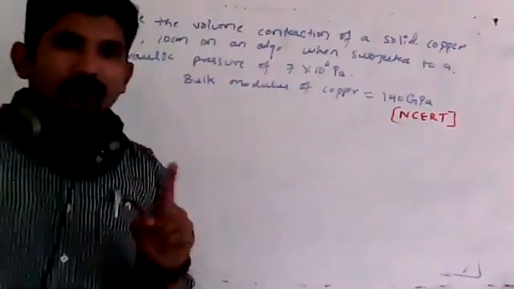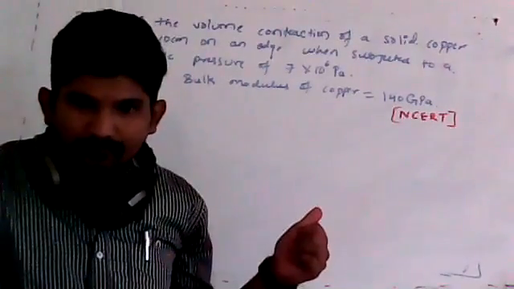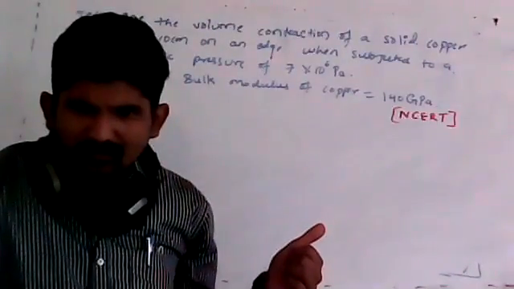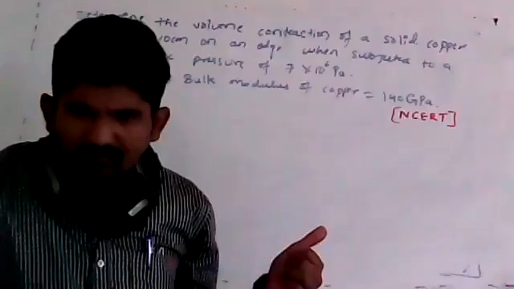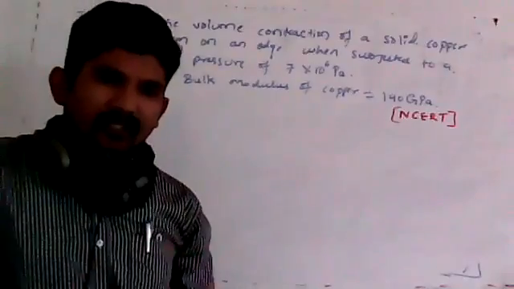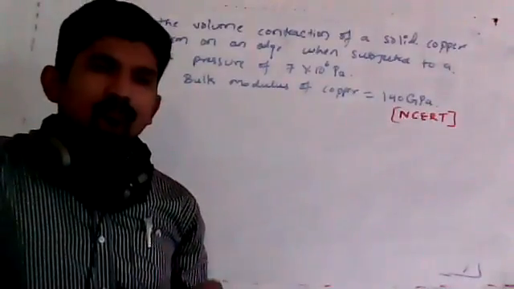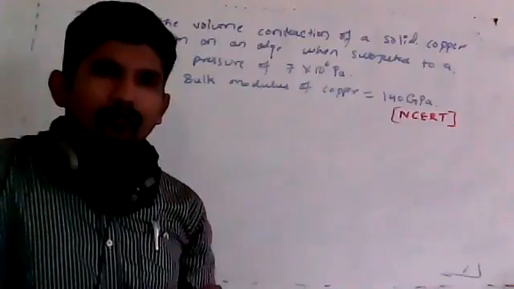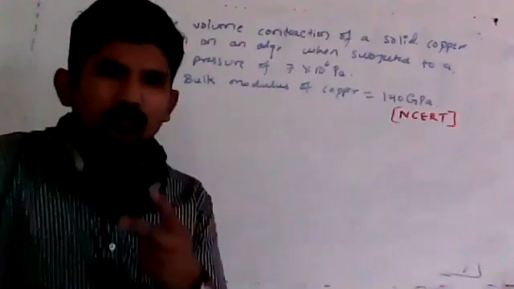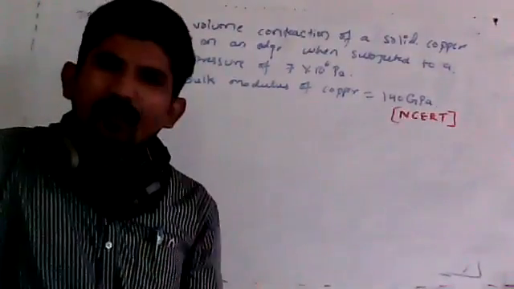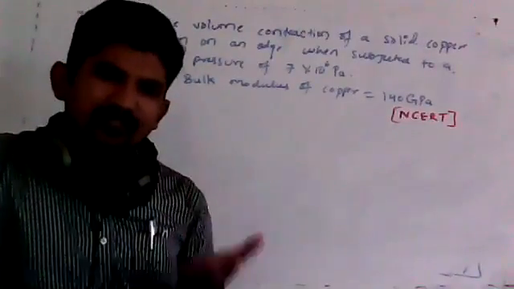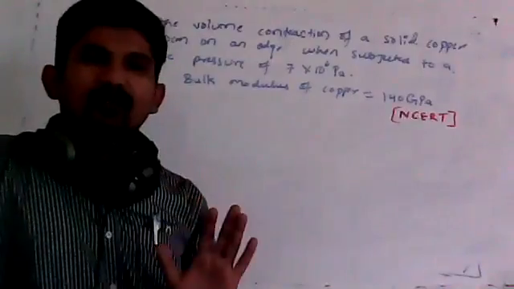I want only one class to finish this chapter. Yes, this we are considering as a unit test, so be prepared. You have enough time. Only two chapters. You know, Physical World is a very easy chapter, and Units and Measurement is also a very basic chapter. Just go through once, revise once, you will get everything.